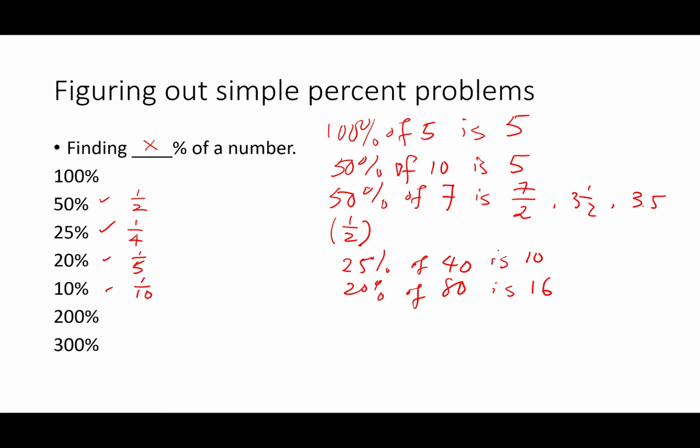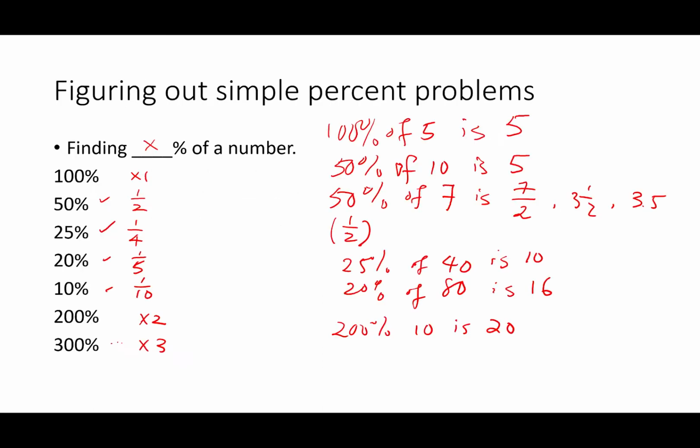Okay, now when you have more than 100%, for example 200% here, it means times 2. Okay, this one means times 1, it is the number itself. So this one will mean times 2, and 300% means times 3, right? For example, 200% of 10 is 20, right? It's equivalent to 10 multiplied by 2, right?